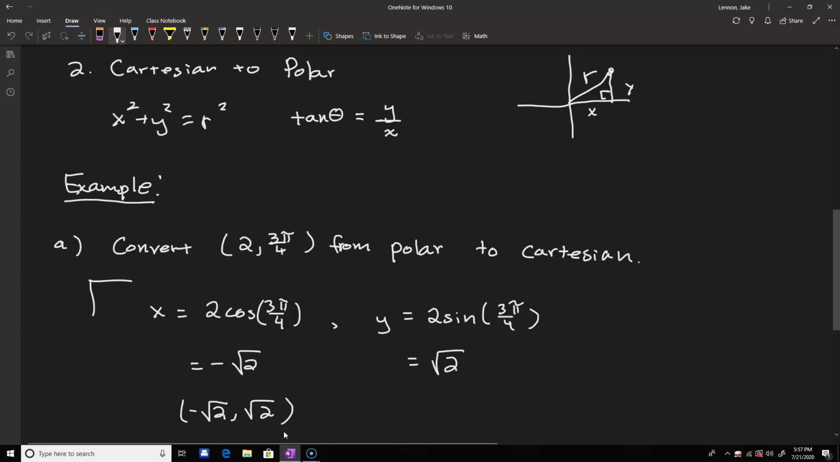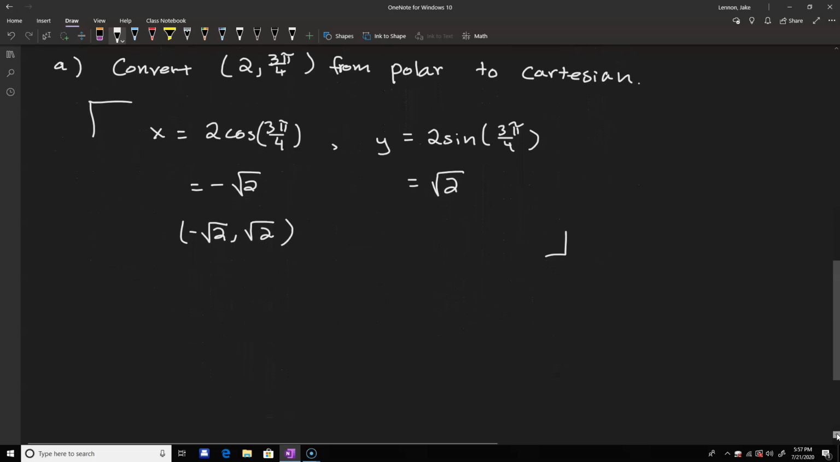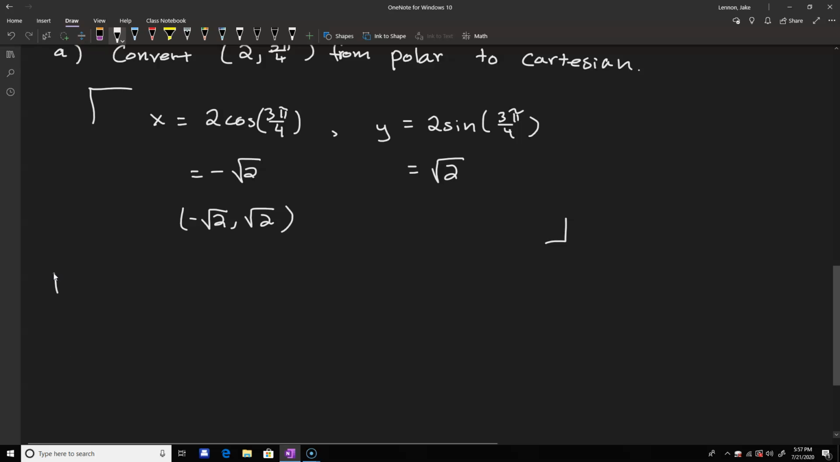So it's really easy to go from polar to Cartesian. The other way is a bit more work, though not too difficult. You just have to think about which quadrant. So let's go ahead and see how to do that. Let's convert (1, negative 1) from Cartesian to polar.